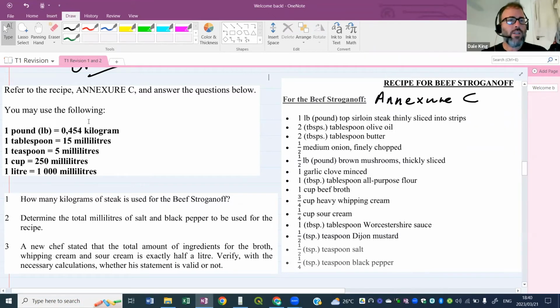Okay, so on the left here it says refer to recipe annexure C and answer the question. On the right I've got the recipe, which is annexure C, and then they've given us a whole lot of conversions here. Look at that. We've got pounds to kilograms. Now that they give you these things, guys, usually we're going to use them, hey? Then they've given us tablespoons to milliliters, teaspoons to milliliters, and cups to milliliters. There must be a reason for that.